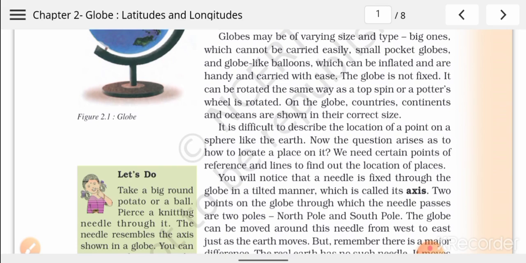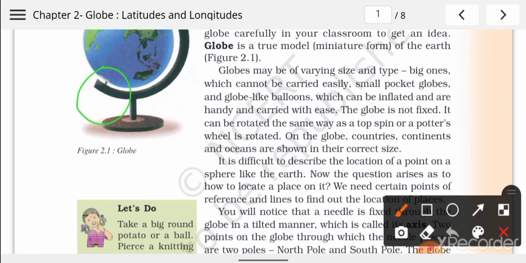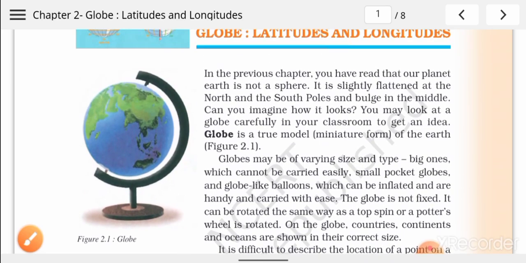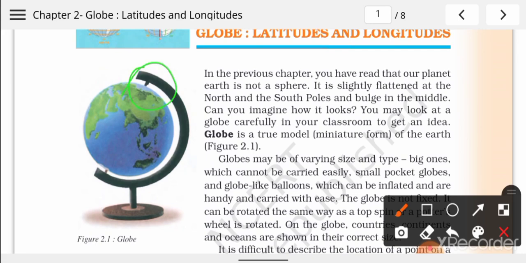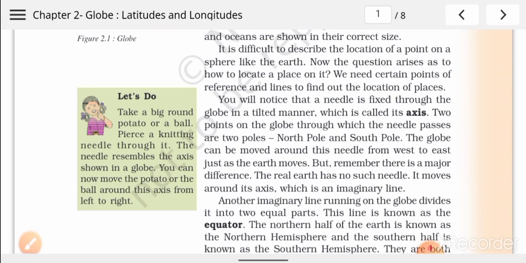Dear students, you will notice that a needle is fixed through the globe in a tilted manner, which is called its axis, and you notice it first. This is the first axis, that is called the south pole, and the above axis is called the north pole. There are two poles, north pole and south pole. The globe can be moved around the needle from west to east, just as the earth moves.